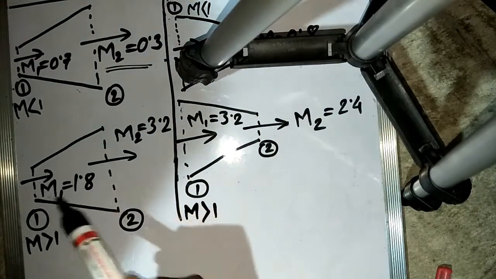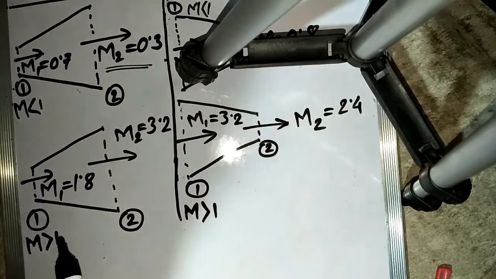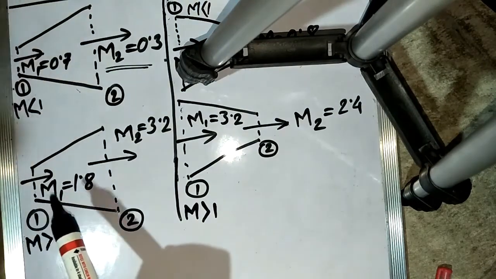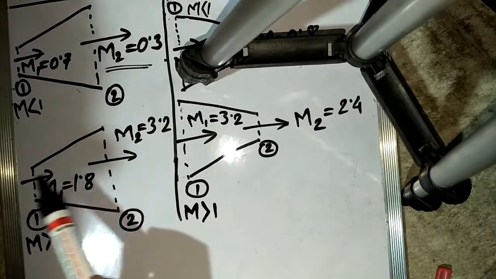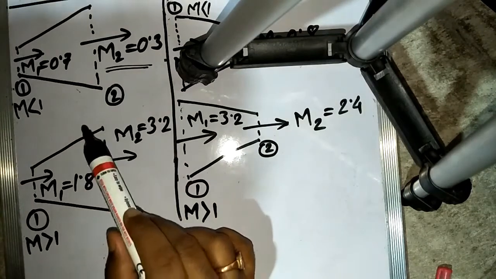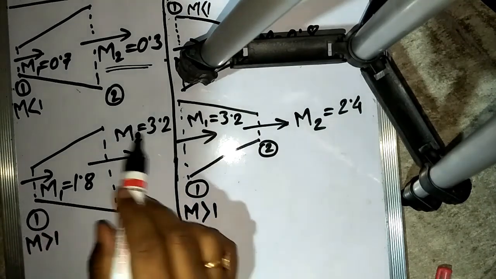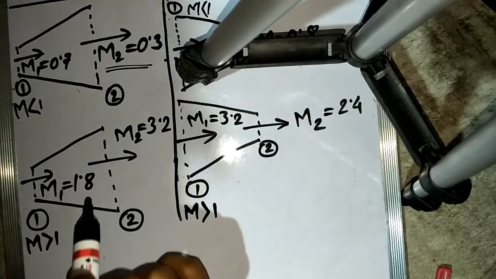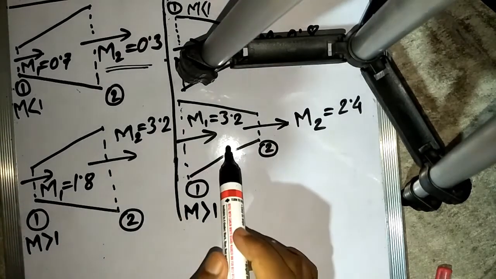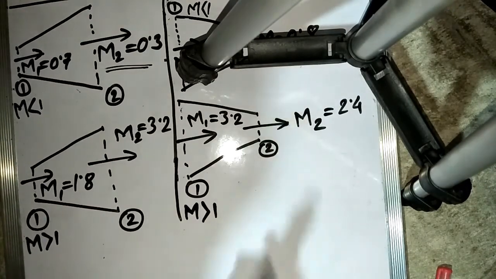Again for case number 4, the inlet Mach number is greater than 1 and this duct is a divergent type duct. The outlet Mach number is getting increased. So the divergent type duct for supersonic flow acts as a nozzle, and the convergent type duct in case of supersonic flow acts as a diffuser.